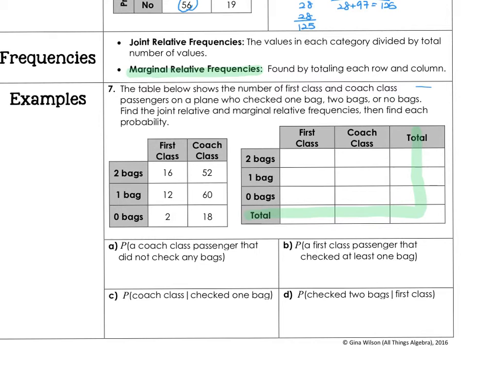That gives you a sense. Okay. A frequency is basically the value in each category divided by the totals. It's the percentage of the total. That's what it is. It's an easy enough concept.